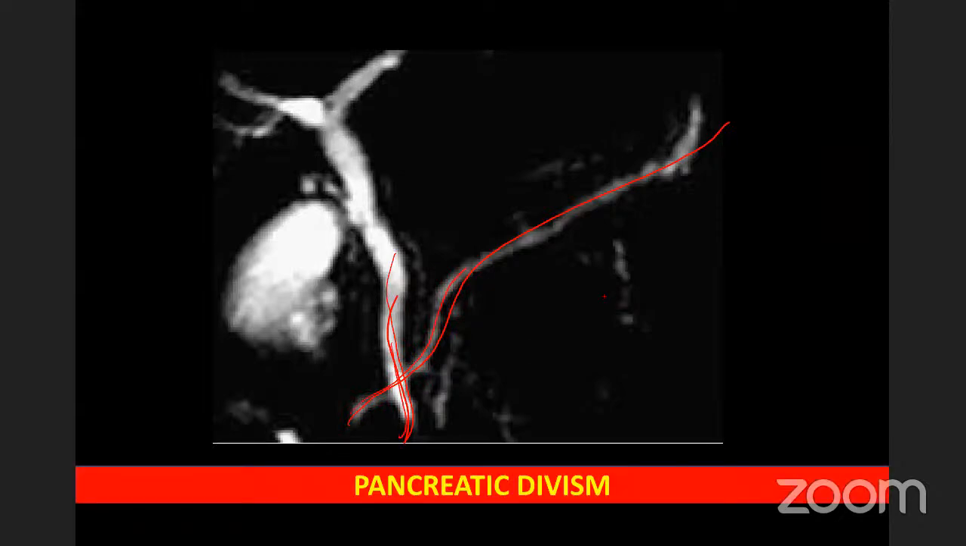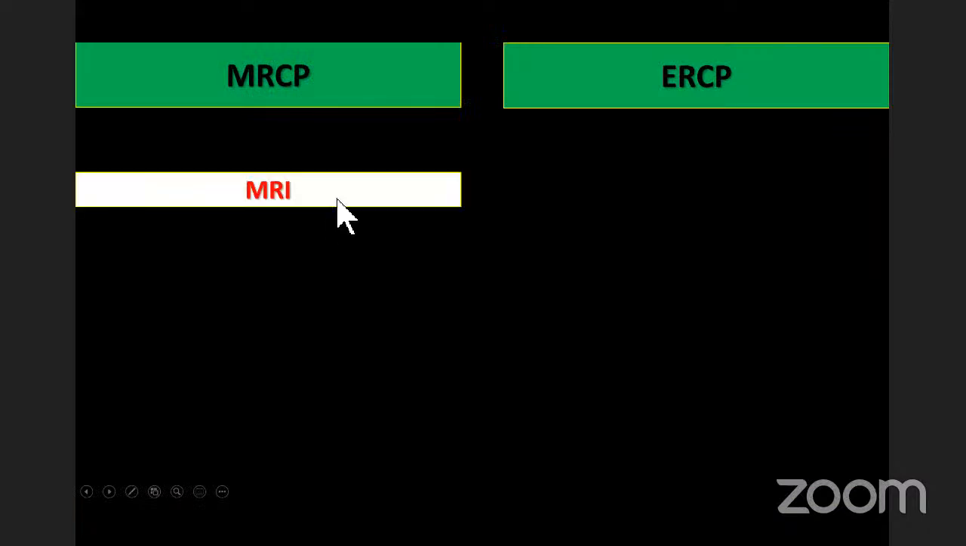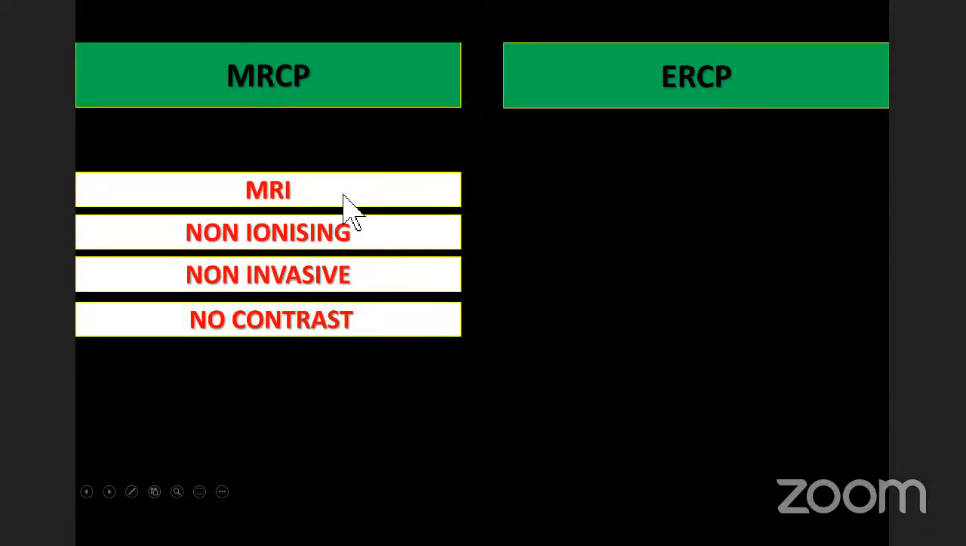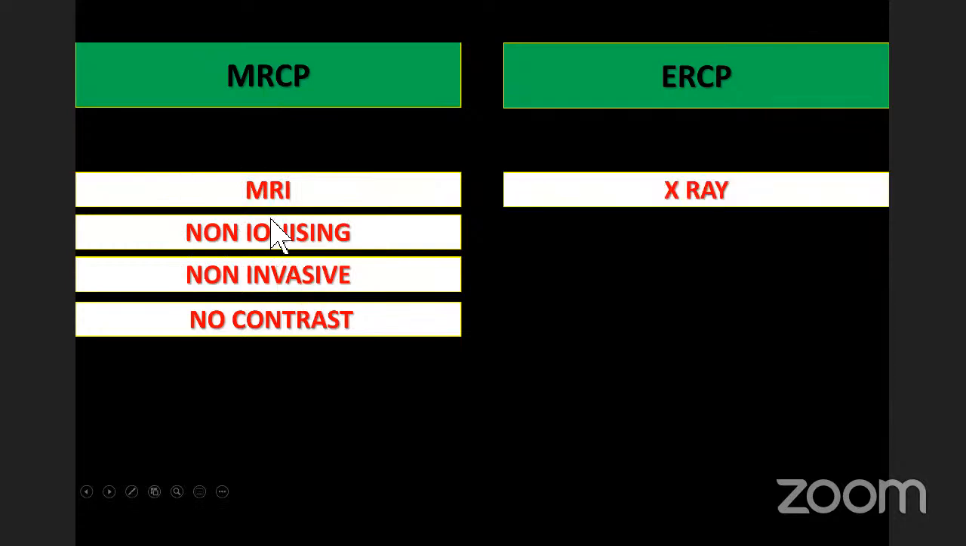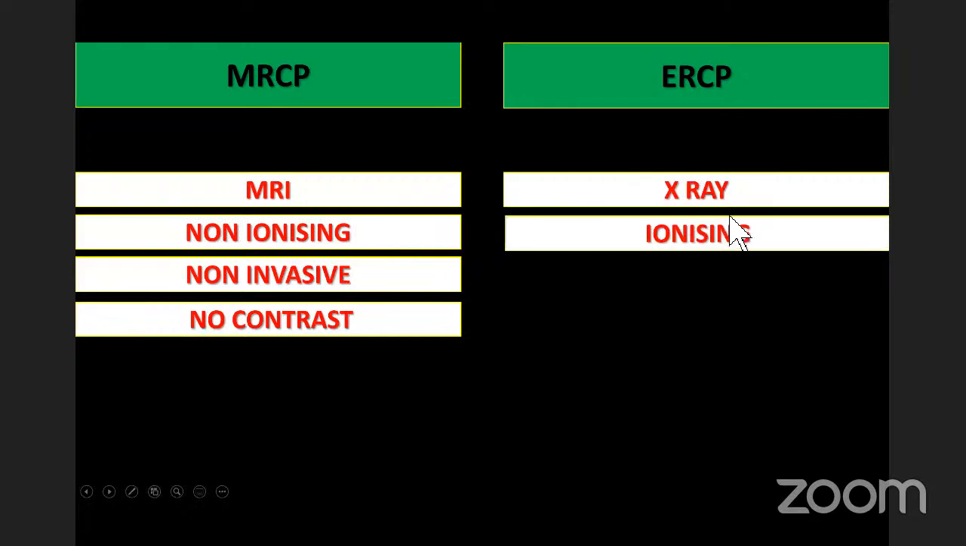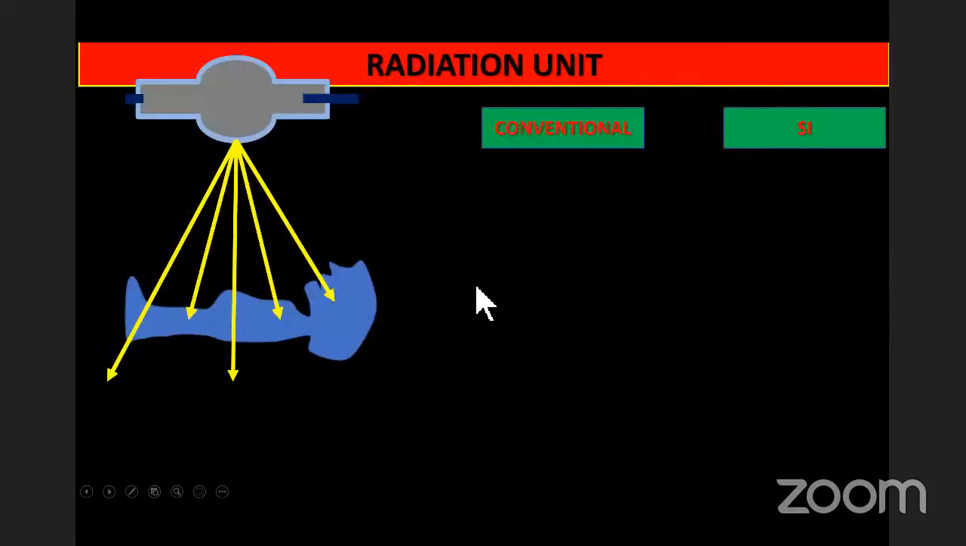What we have to see here in the MRCP is that the pancreatic duct is draining separately and the common bile duct is draining separately. When they drain separately, it is called pancreas divisum. The difference between ERCP and MRCP is that MRCP is MRI based, with non-ionizing radiation. It's non-invasive, we don't use an endoscopy, and we don't use contrast, so it's safer compared to ERCP, in which we use X-ray, ionizing radiation, invasive procedure, and contrast. So till now we have discussed what was in the previous class.